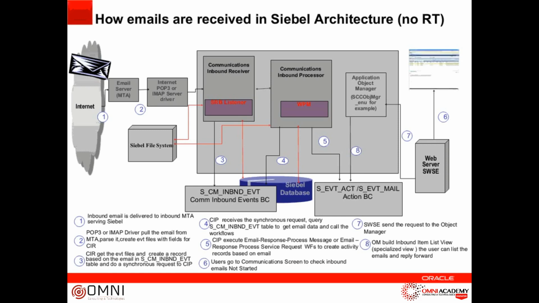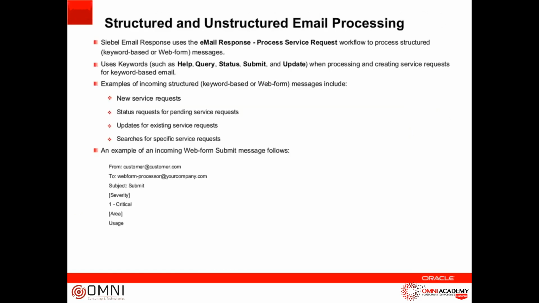So here we see the email comes to the email server, the POP3 or IMAP driver pulls the email, parses it, and creates the EVT files for the communications inbound receiver. The communications inbound receiver gets the EVT files and creates a record based on the email in the S_CM_INBND_EVT table, and then it submits a request to the server request processor so that the communications inbound processor can intercept the same request.